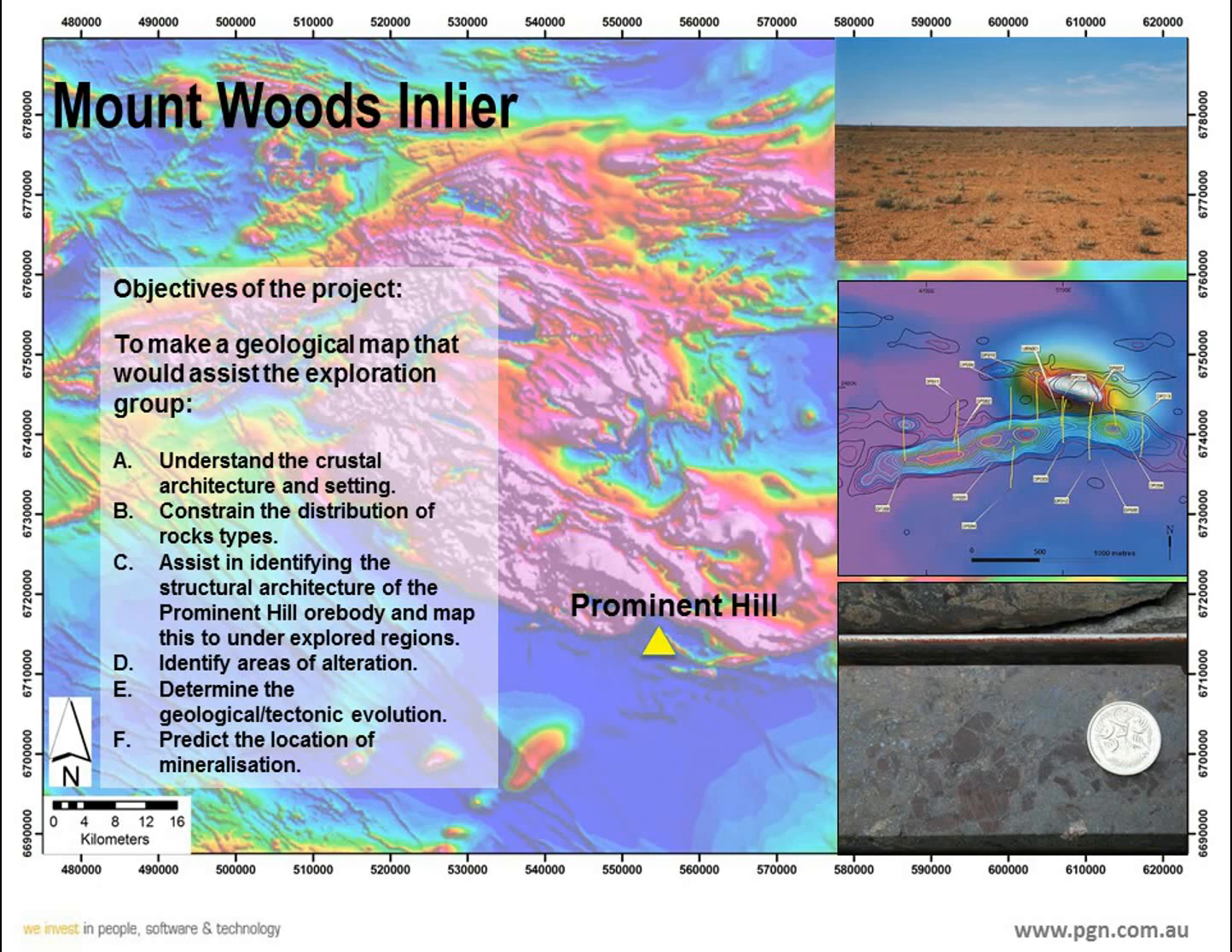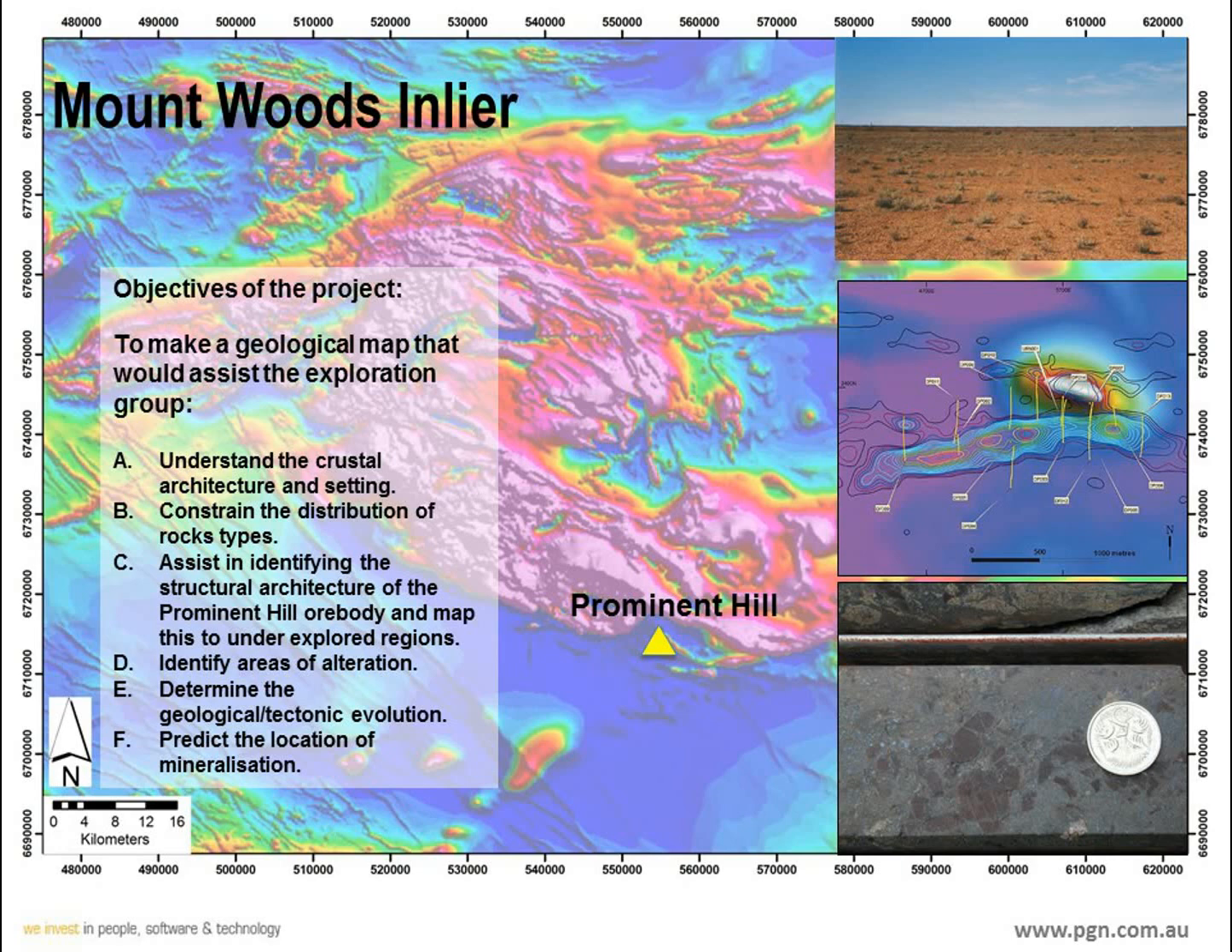They wanted to understand the architecture of the setting, they wanted to know where the rock types were. I got whatever rock, drill holes that they had, plus whatever mapping was done, including my previous mapping, and I had to identify alteration and also the tectonic evolution of the context, and that was going to help them predict stuff.